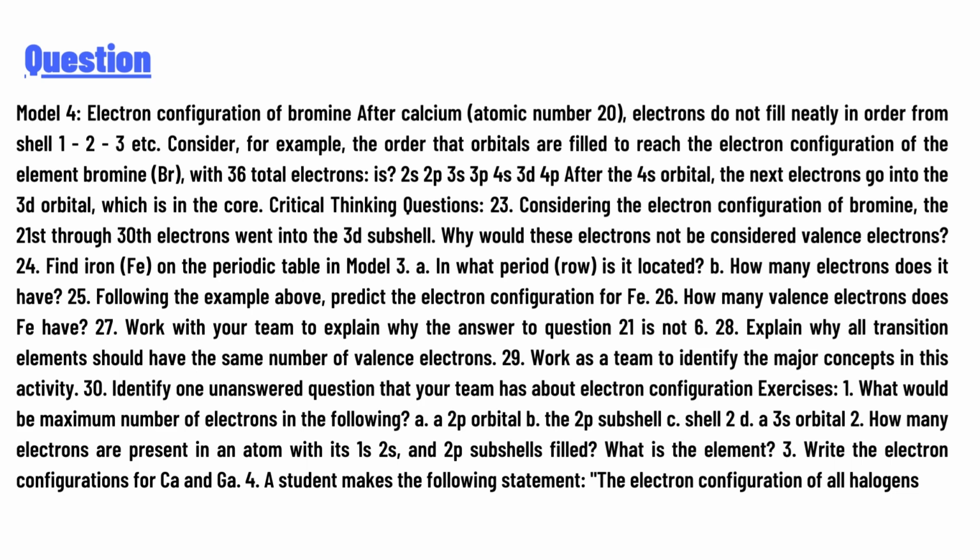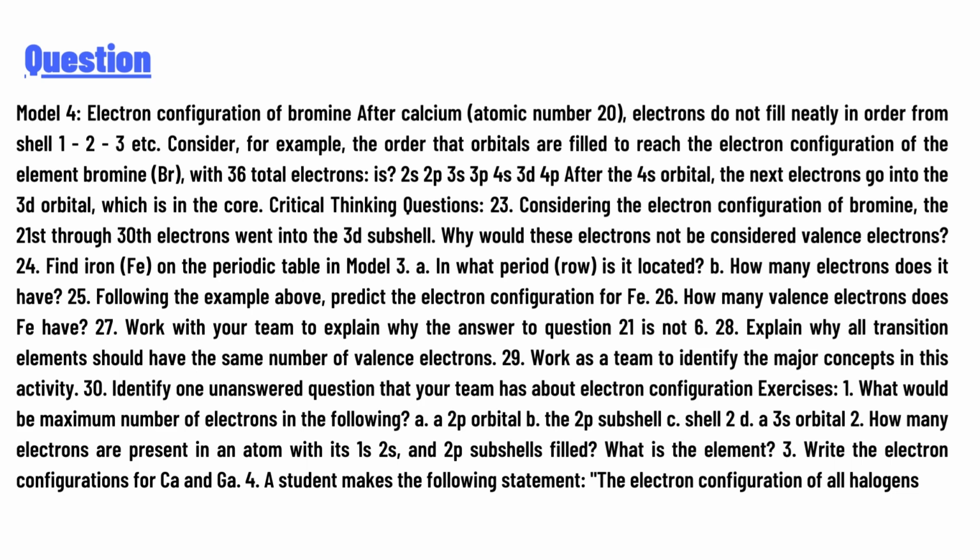27. Work with your team to explain why the answer to question 21 is not 6. 28. Explain why all transition elements should have the same number of valence electrons. 29. Work as a team to identify the major concepts in this activity. 30. Identify one unanswered question that your team has about electron configuration.